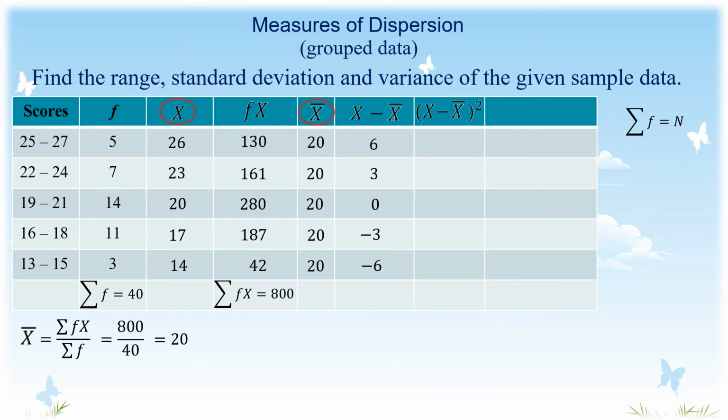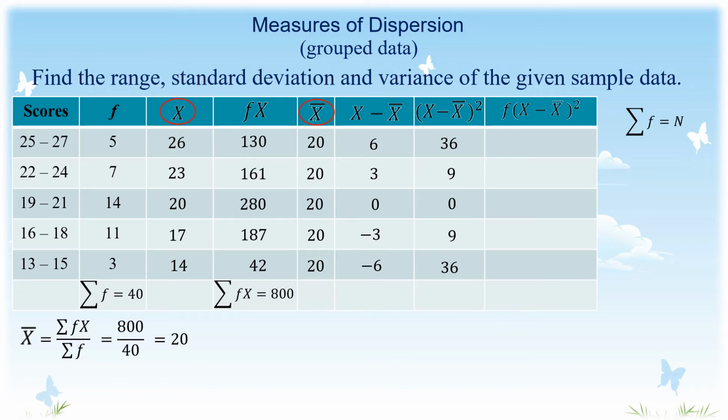And then the next column would be the square of your x minus mean. So 6 squared is equal to 36. 3 squared is equal to 9. 0 squared is equal to 0. Negative 3 squared is equal to 9. Negative 6 squared is equal to 36.